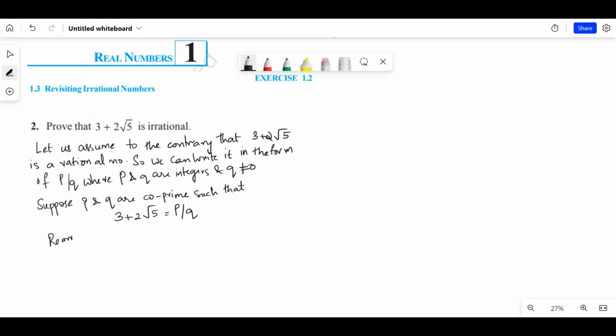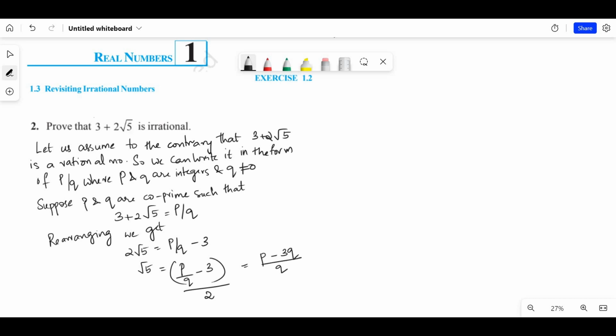Rearranging, we get 2 root 5 is equal to P by Q minus 3 and root 5 is equal to P by Q minus 3 divided by 2. So this can be written as P minus 3Q by Q divided by 2, which is equal to P minus 3Q by Q into 1 by 2, which is equal to P minus 3Q by 2Q.